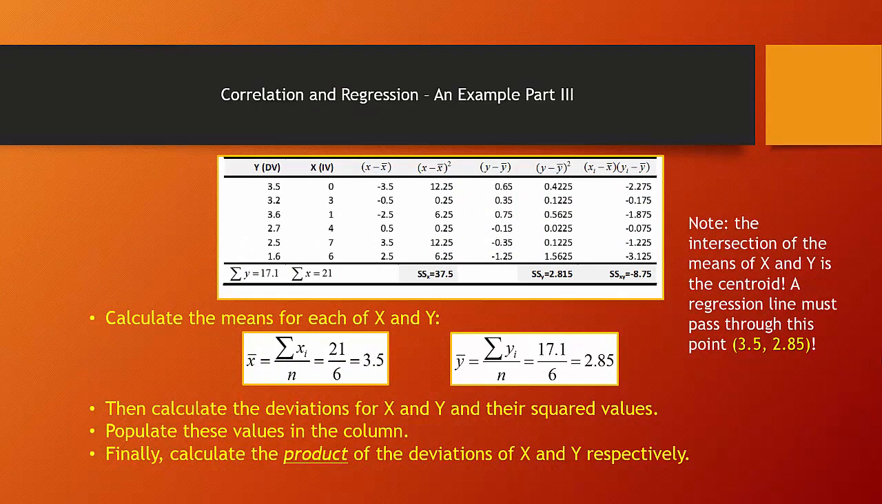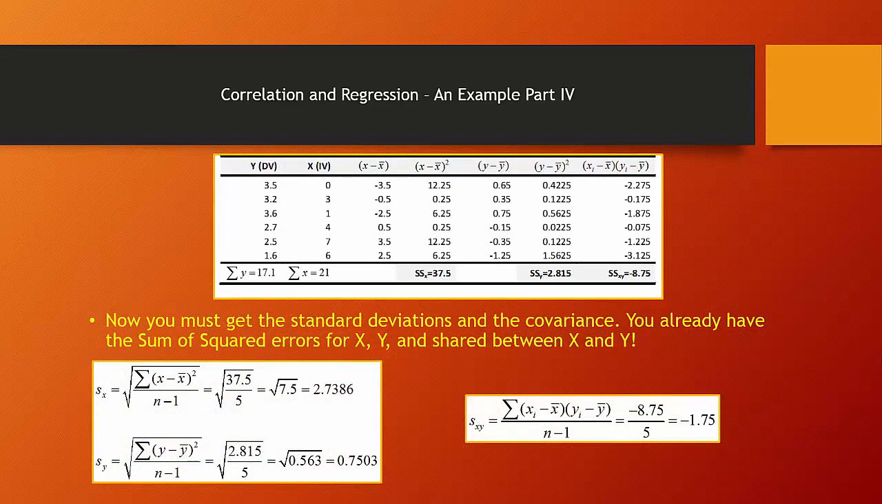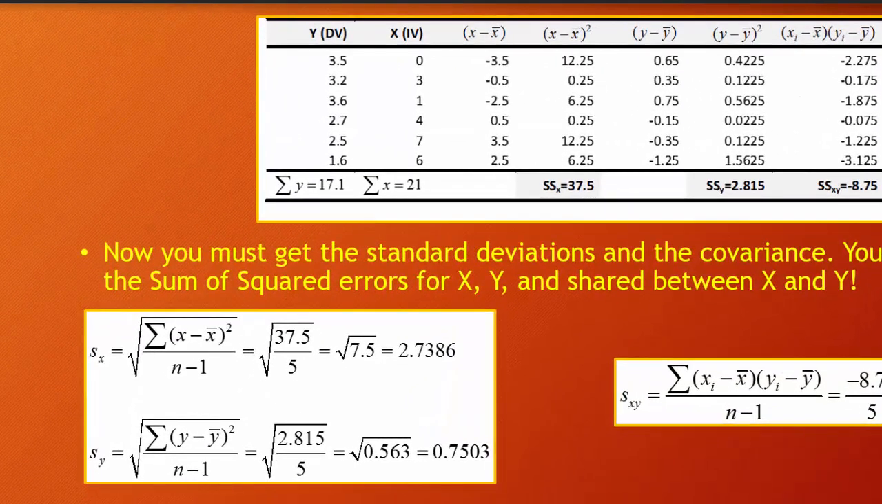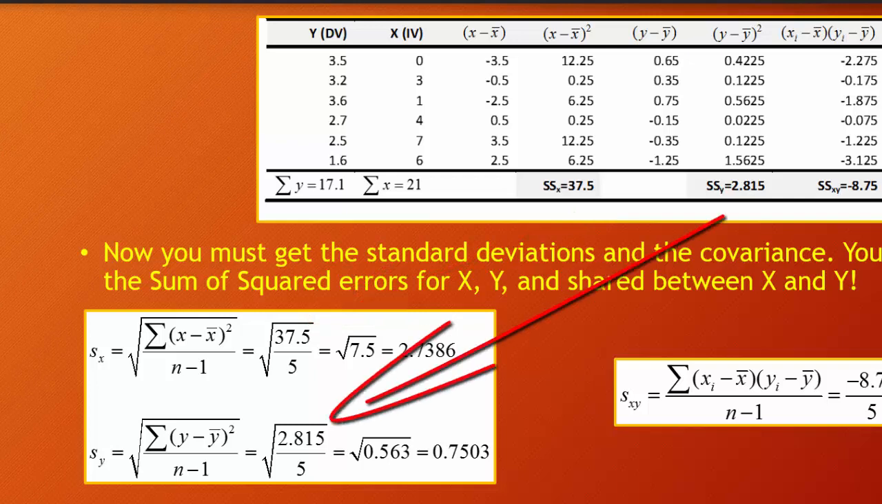Okay, so let's move forward. Now that we have the sum of squared errors, we can get the standard deviation of x and the standard deviation of y. We've already calculated the sum of squared errors, so we can just divide them by n minus 1 and take their square root. So the standard deviation for x is 2.7386. Same thing for y. We're going to divide by 5 and take the square root. That will give us a standard deviation for y of 0.7503.